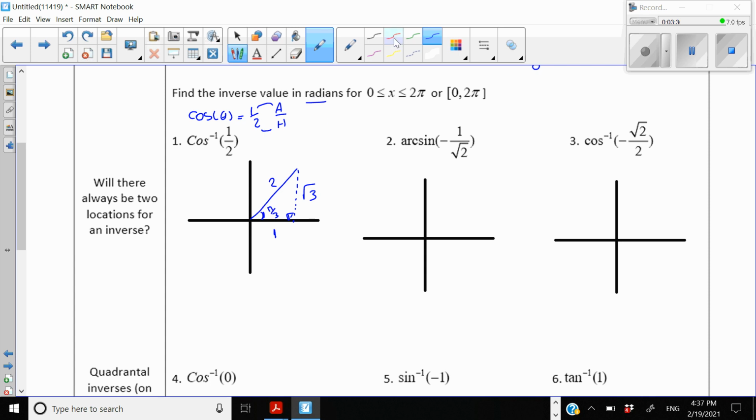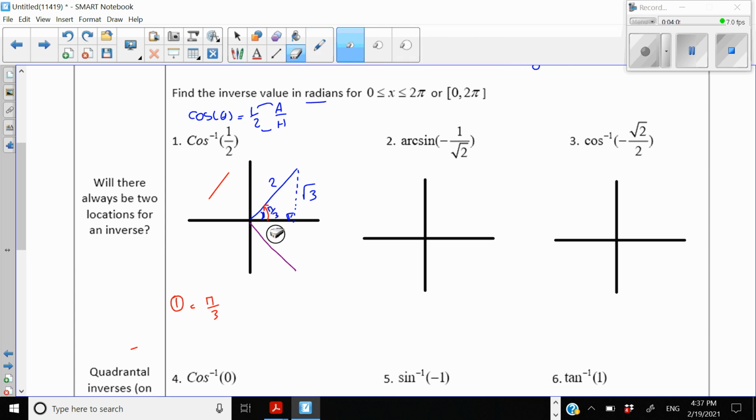Now, what is my original angle? If this is my reference angle, the original is going to start from here and end at the terminal side. So it's basically the same thing as the reference angle. So we have one of the answers ready here. Answer number 1 is pi over 3. That's the first answer.